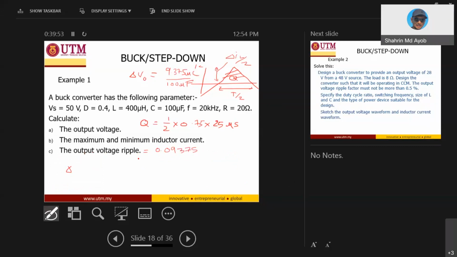So your output voltage ripple. Okay. So this one output voltage ripple is 0.09375 V.